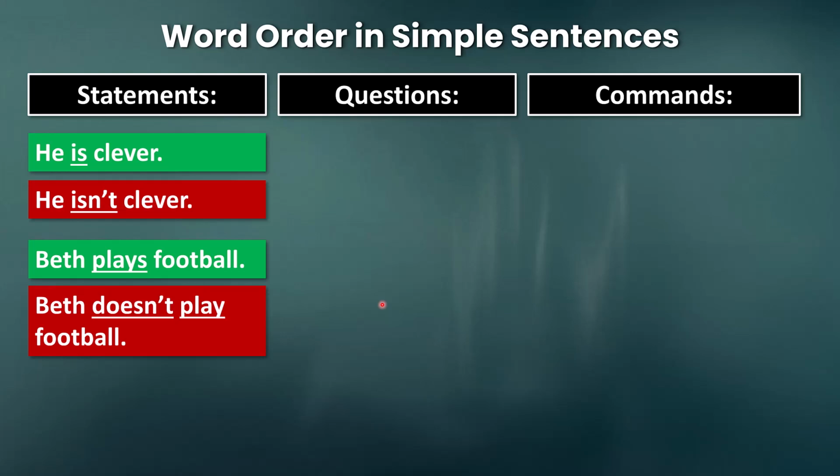Now let's look at word order with questions using these same examples. Is he clever? So notice that he and is have been flipped. We don't say he is clever. We say, is he clever? So in English, word order in questions depends on whether the main verb is the verb to be or another verb. With the verb to be, we flip the subject and the verb. So usually questions are formatted like this.